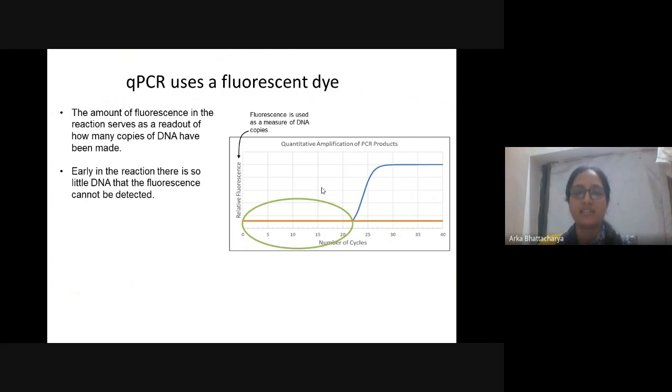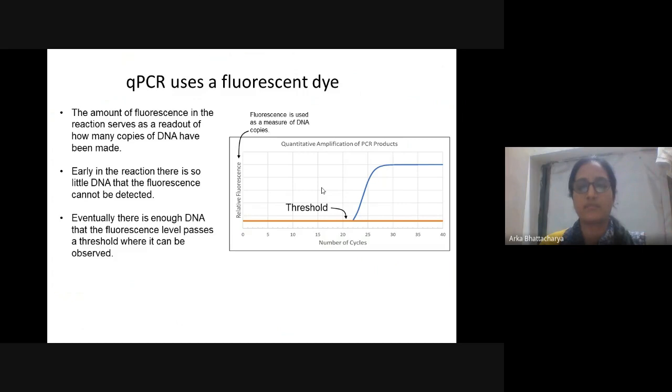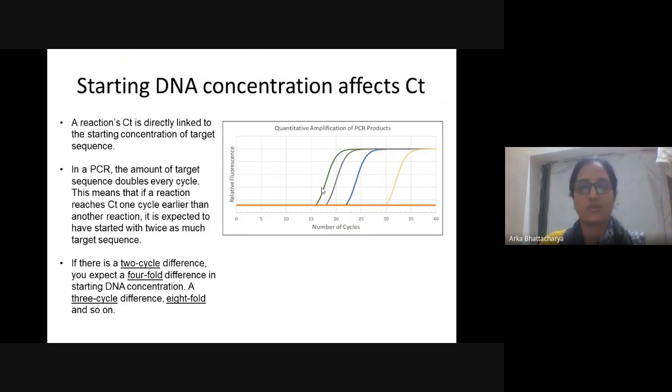Early in this reaction, there is so little DNA that fluorescence can't be detected, as you can see from 0 to 20 cycles. But eventually there is enough DNA to fluoresce, and it can pass the threshold level, which is the minimum level at which it can be observed. The cycle at which the fluorescence is first observed above background is called CT, for cycle threshold. As you can see, for different samples I have labeled multiple colors: green, gray, blue, and orange. A reaction's CT is directly linked to the starting concentration of a target sequence.